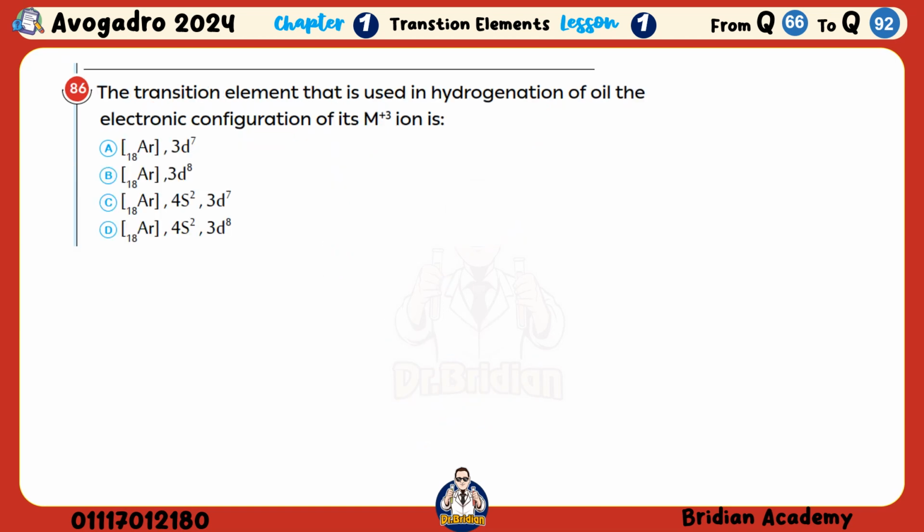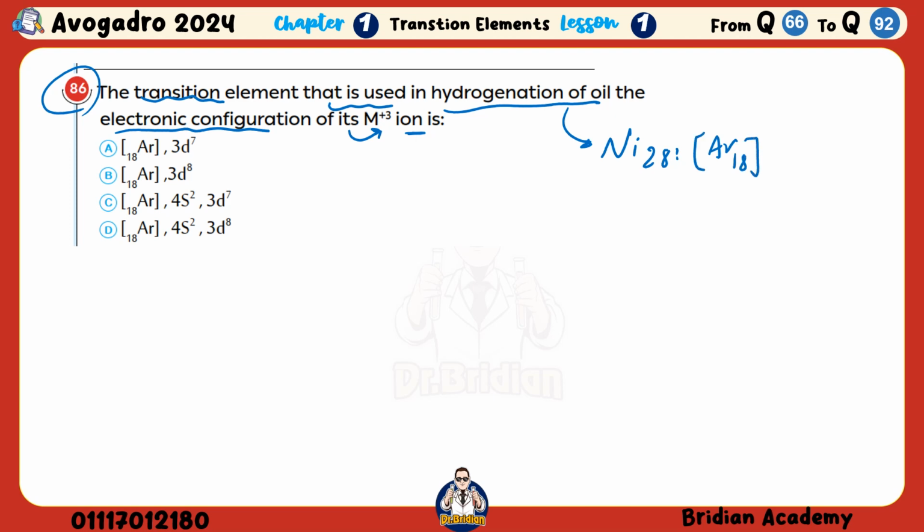Question number 86. The transition element that is used in hydrogenation of oil, the electronic configuration of its M positive 3 ion. Hydrogenation of oil refers to nickel 28, with the electronic configuration argon 18, 4s2, 3d8 in its atomic state. He asked in the question about positive 3. So nickel in positive 3 will lose 2 electrons from 4s, then 1 electron from 3d.